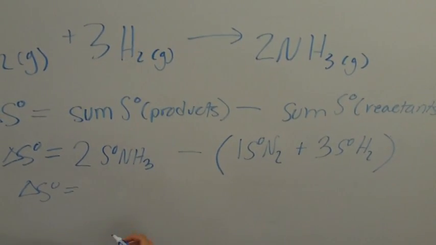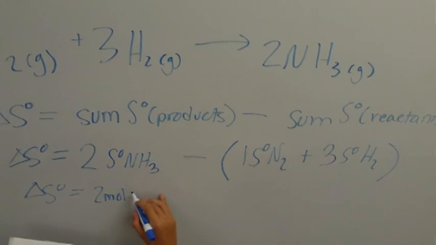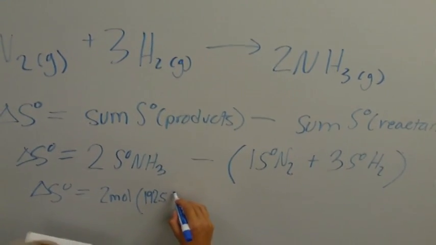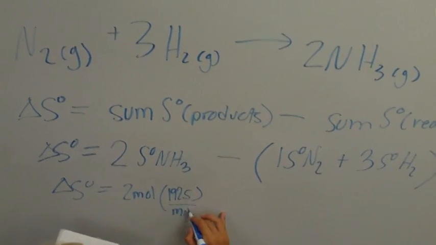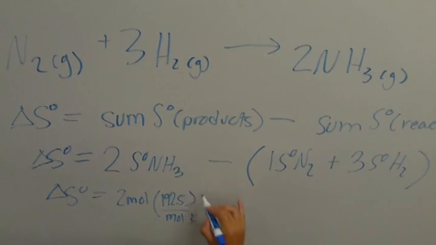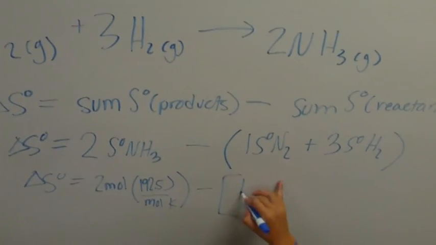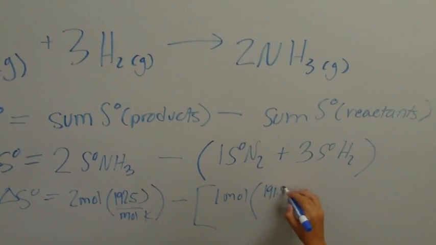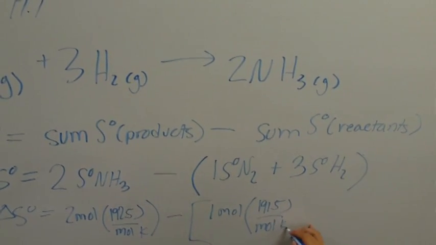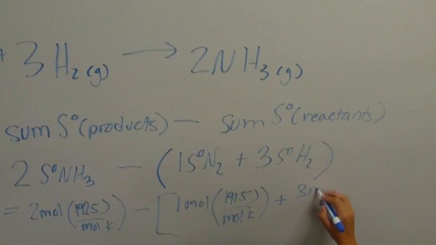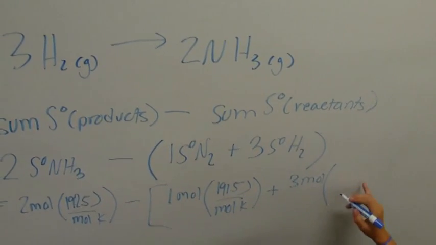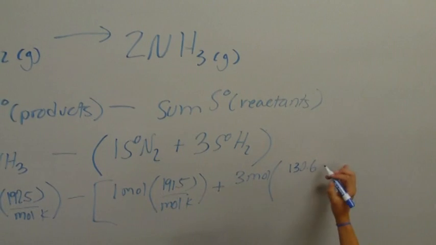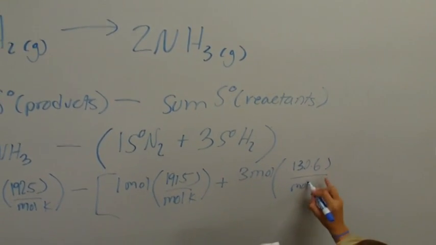So this is 2 moles times 192.5 joules per mole Kelvin, minus 1 mole times 191.5 joules per mole Kelvin, plus 3 moles times 130.6 joules per mole Kelvin.